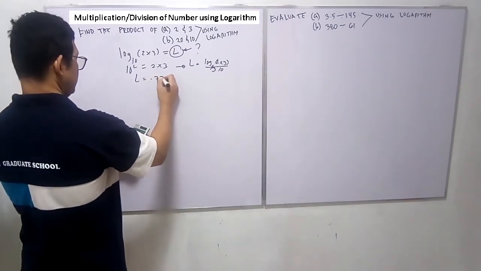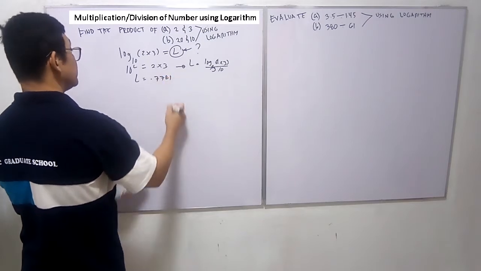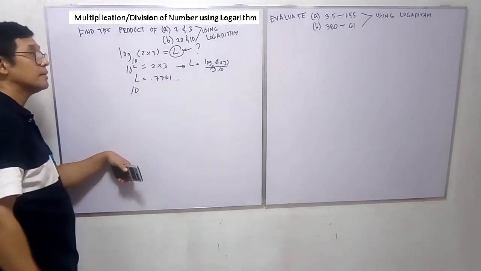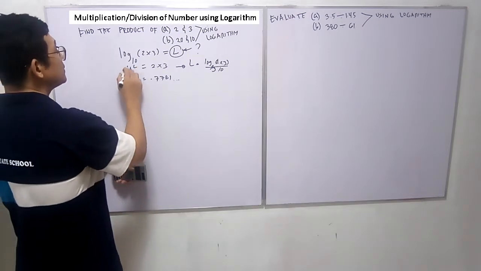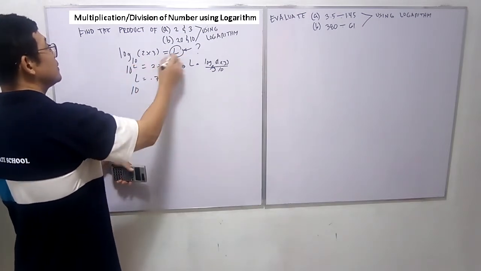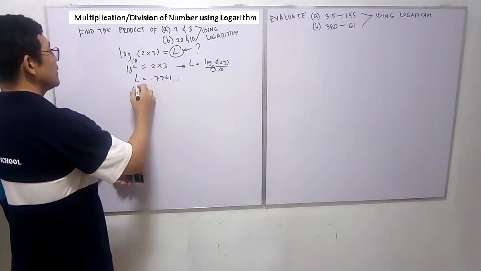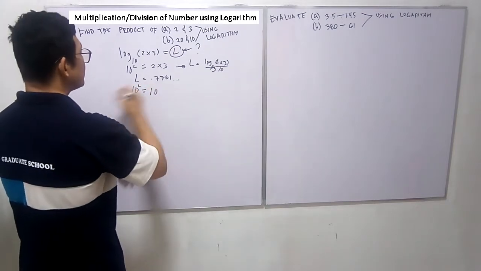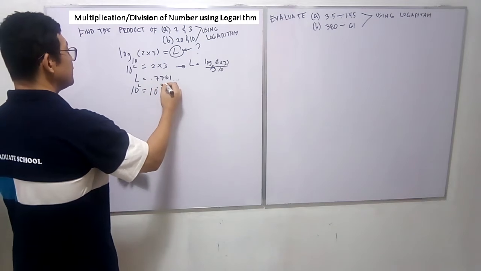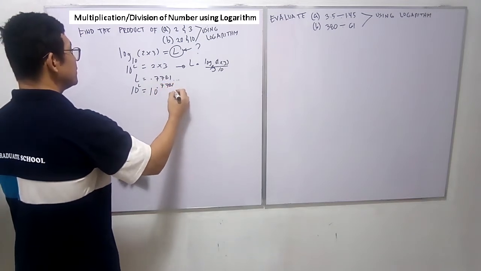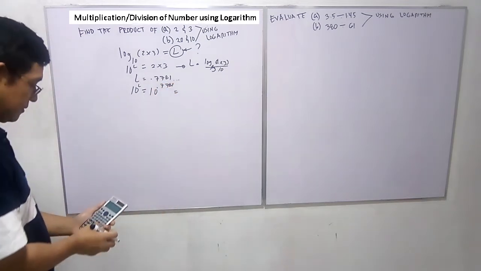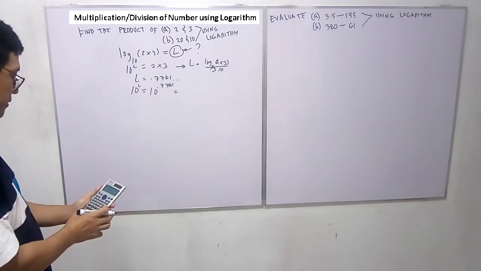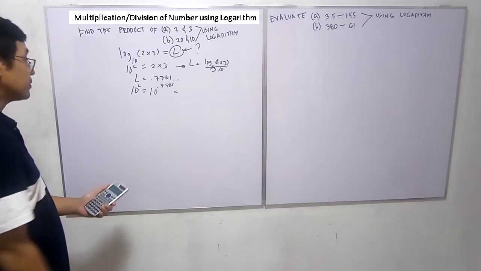So, ang mangyayari po ay L equals to 0.7781. Therefore, 10 raised to the L, pag kinonvert po natin sa exponential form, 10 to the L is equals to 10 to the power of 0.7781. So, ang kalabasan ay 10 to the 0.7781 equals to 6.